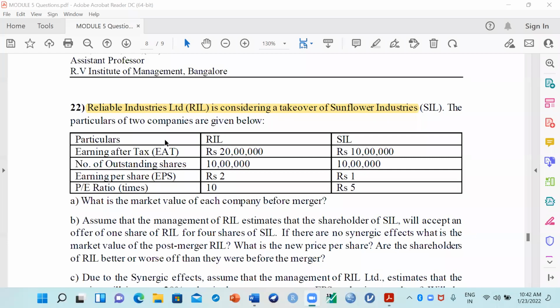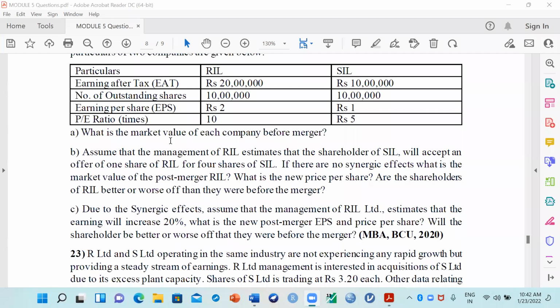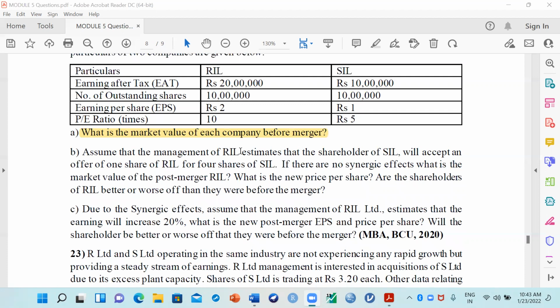The information of the two companies was given, and next they have given the market value. What is the market value of each company before the merger? So you have to calculate the market value of each company before the merger. Next, see what they have given. Assume that the management of RIL estimates that the shareholders of SIL will accept an offer, let me highlight this, for 1 share of RIL for 4 shares of SIL.